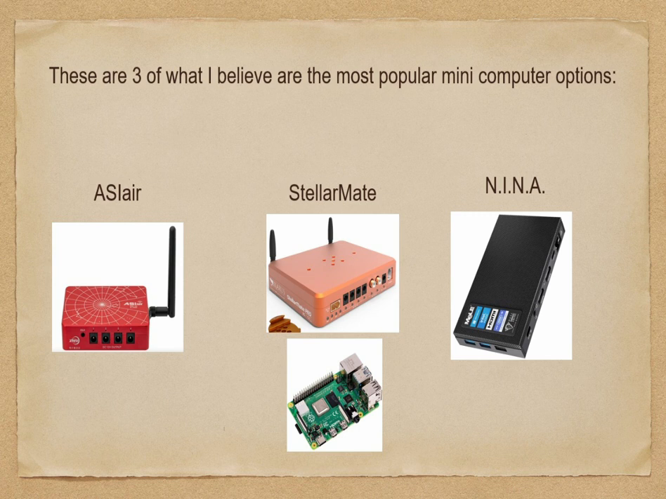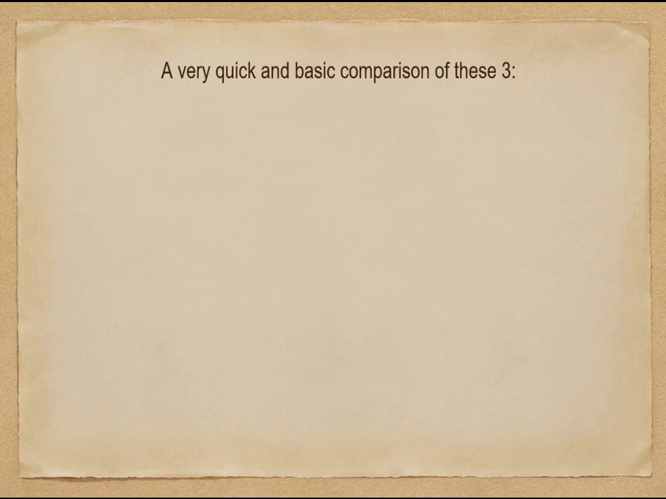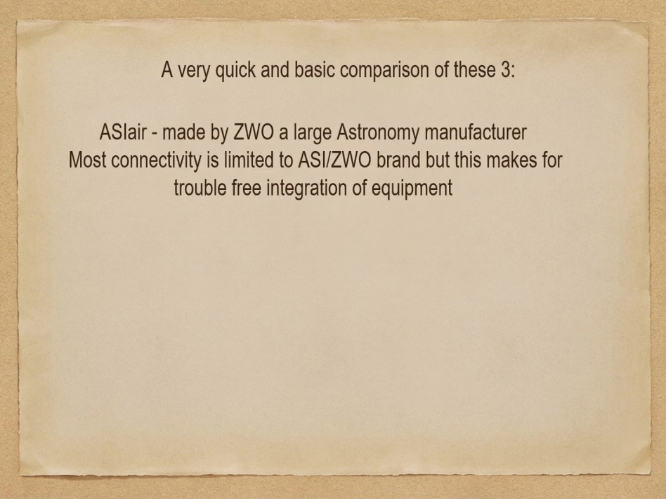These are three of what I believe are the most popular mini computer options. There's the ASI Air, Stellarmate, or a Windows based system. So we'll do a very quick and basic comparison of these three. The first is the ASI Air, which is made by ZWO, a large astronomy manufacturer. Most connectivity is limited to ASI ZWO brand, but this makes for trouble-free integration of equipment.